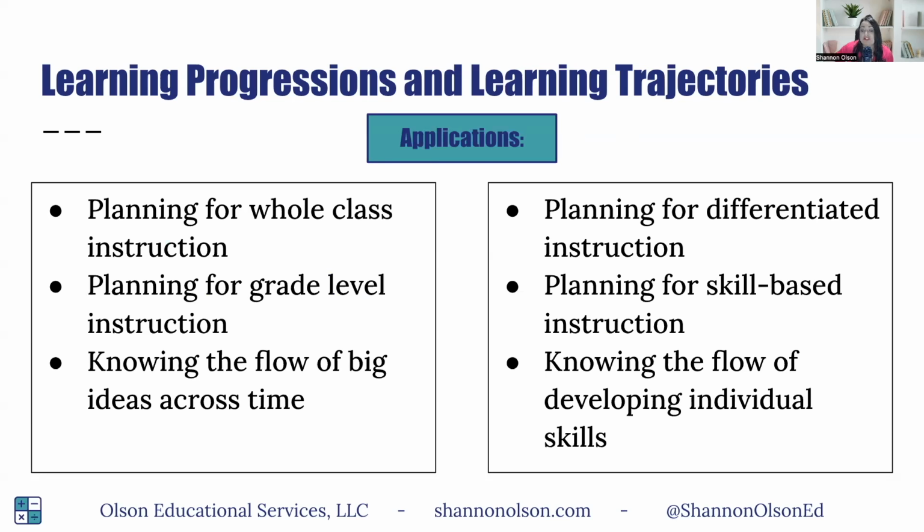When it comes to trajectories, these can support us in planning for differentiated instruction. As you can see in the videos that we already watched, some students were really drawn to the equal groups when other students were really ready for the area model or even partial quotients. It can help us plan for skill-based instruction. So really helping students identify the skills that they need to master before they're ready to work in other concepts and skills, or at least those ones that will support them as they move into other concepts and skills. It also helps us to know the flow of developing those individual skills.